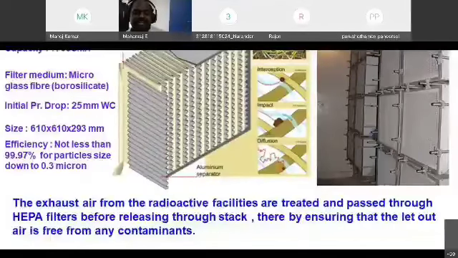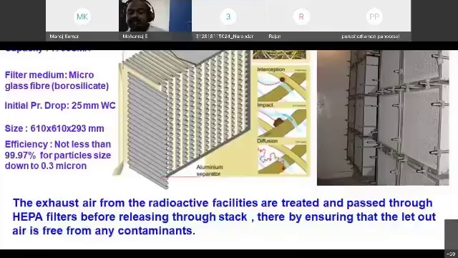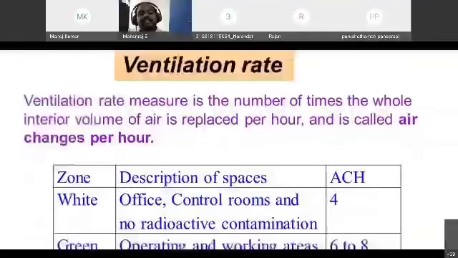That is, if there is dust in the air, we send it out only after cleaning 99.97% of it. That is the meaning of this. So exhaust air from the radioactive facilities is treated and passed through these HEPA filters before it is released to the stack, thereby ensuring the outlet air is free from contaminants. So next is the ventilation rate.